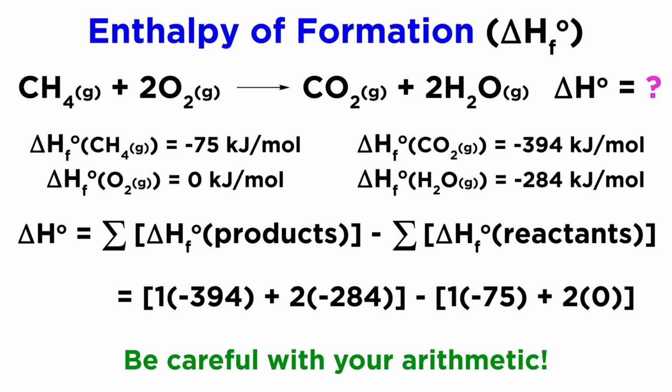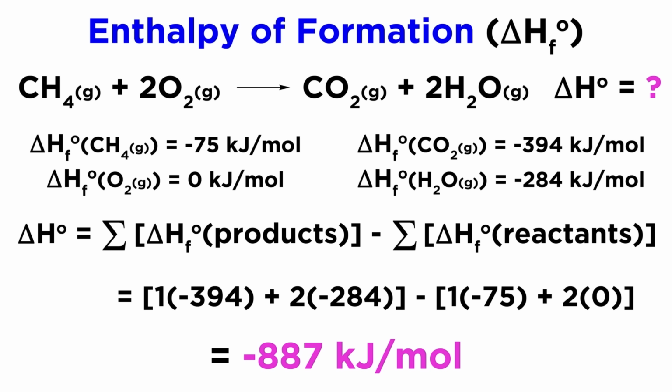This part is very important because simple arithmetic errors and mistakes when inputting these numbers into a calculator is a very common source of error on this type of question. You can either simplify each term and subtract, or type it all in your calculator using parentheses and brackets correctly. Either way, we do the math and we get negative 887 kilojoules per mole as an answer, a strongly exothermic value to match this combustion reaction.